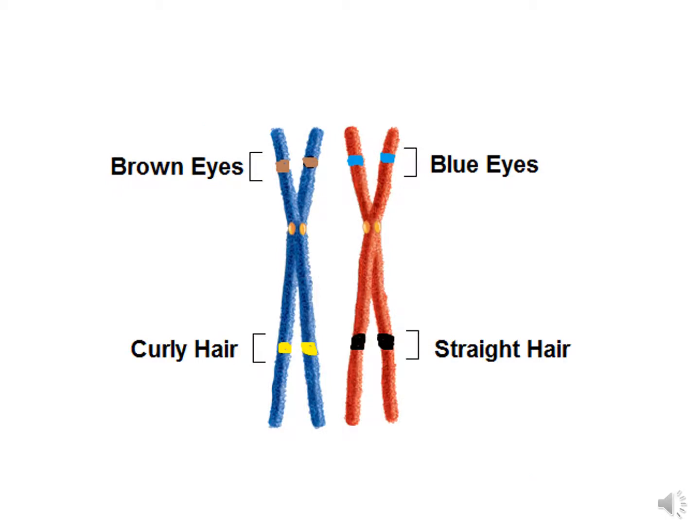Now remember that mom and dad can give you different variations of these genes, and so we've mixed it up here to make it interesting. Let's say that dad gave you a gene for brown eyes. Mom gave you a gene for blue eyes. Dad gave you a gene for curly hair, while mom gave you genes for straight hair. What's going to happen to these guys during crossing over?